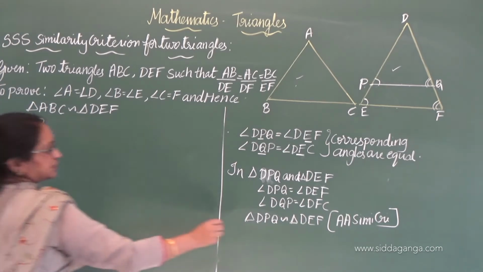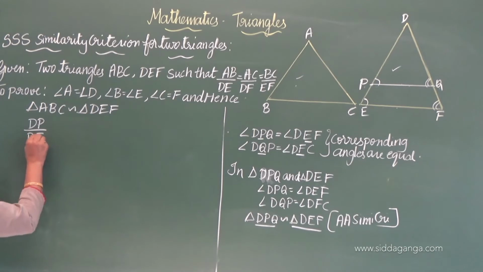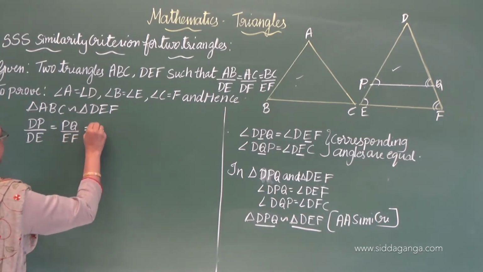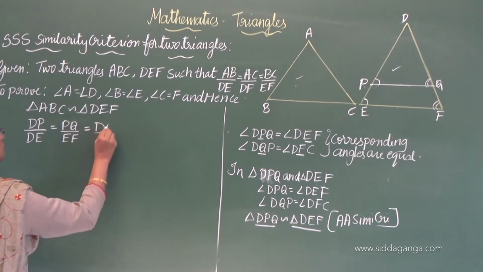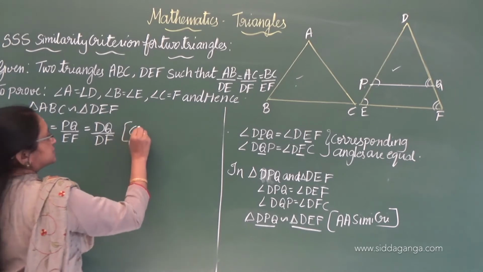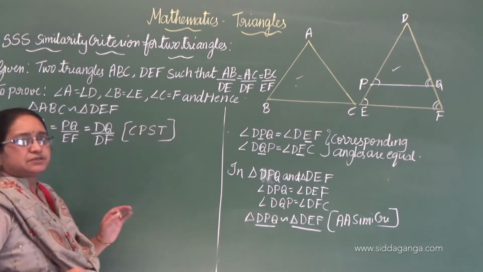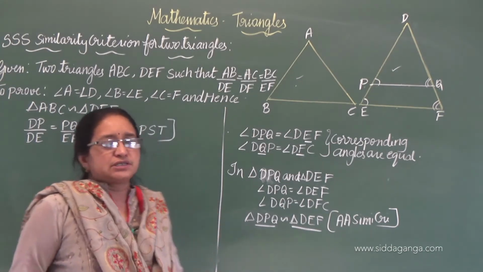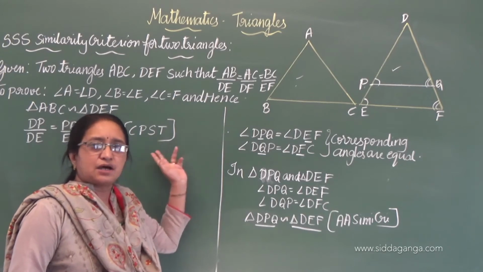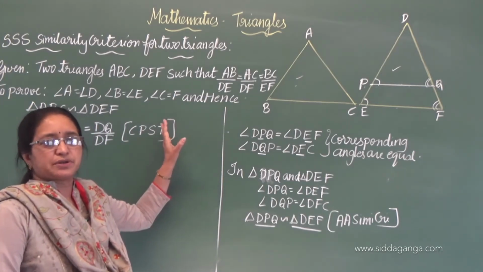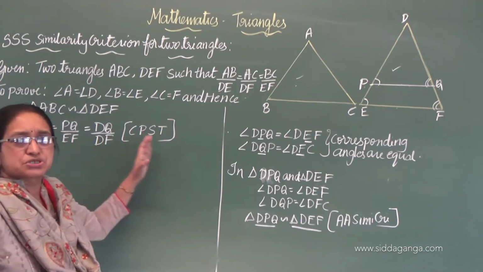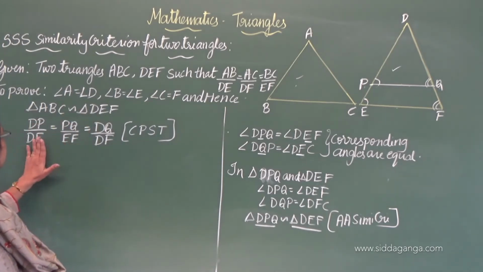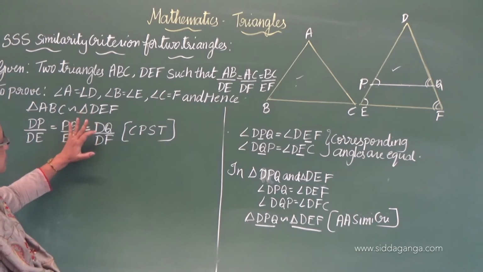Now observe this, DP by DE is equal to PQ by EF is equal to DQ by DF, by CPST. What is CPST? In congruent triangles you have used CPCT, that is corresponding parts of congruent triangles. In this case, corresponding parts of similar triangles are proportional, we can say. So you can write in the full form also, corresponding sides are proportional, because we have proved that these two are similar. Now you just observe this, DP by DE is equal to PQ by EF is equal to DQ by DF.